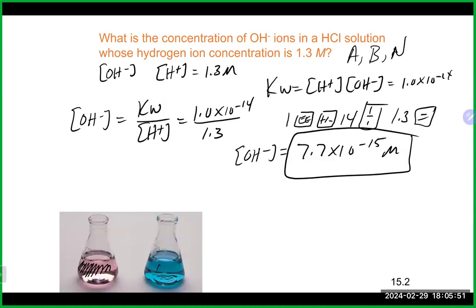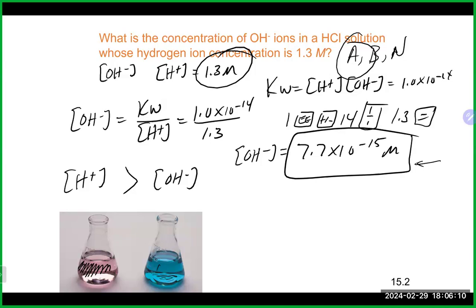So we want to compare the H plus concentration to the OH minus concentration. So that's the H plus concentration, that's the OH minus. Which one's larger? It is the H plus by a lot, I would think, in this case. So this solution would be acidic. That would also make sense since this is a hydrochloric acid solution. So I would hope it would be acidic, right?